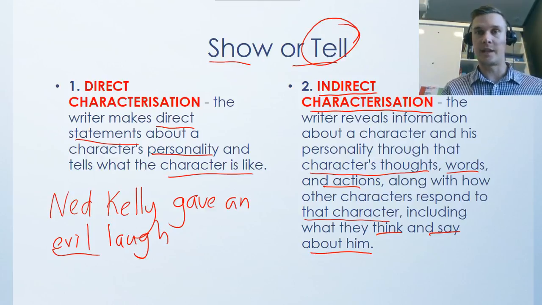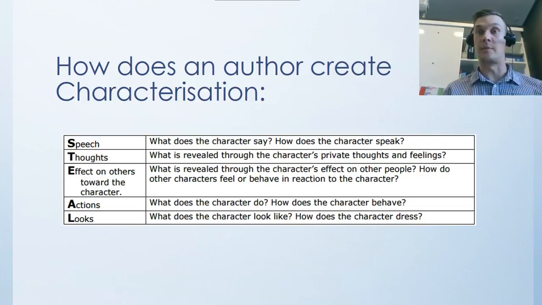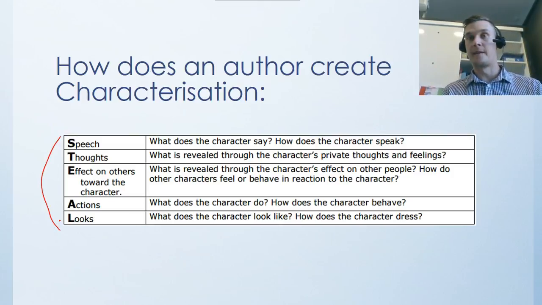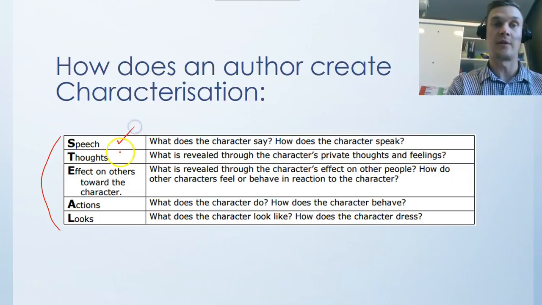So here's a cool way, or a way that you can remember, of how authors create characterization, and they use this trick, and it's called STEAL. And I'll get you to write this down. So this is how they present the information of characterization, and it's done through speech, thoughts, the effect on others toward the character, the actions and the look.